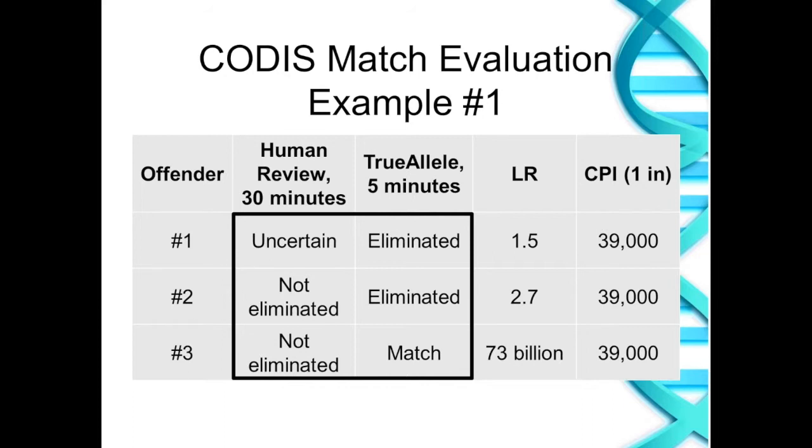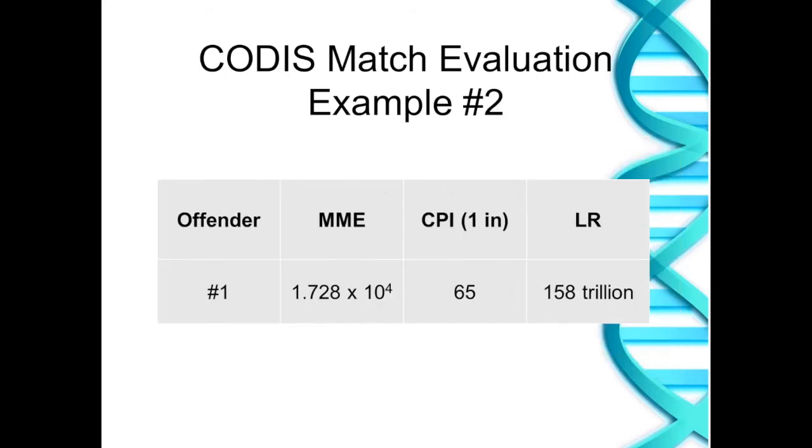And then if you look in the 3rd column, I placed the likelihood ratios for all the candidates, and you can see there's a huge spread there, especially in comparison to the CPI of 1 in 39,000 for all 3 versus a match score of 73 billion for the last one. And keep in mind too, if you were using CPI for your match statistic, you would be falsely including offenders number 1 and 2.